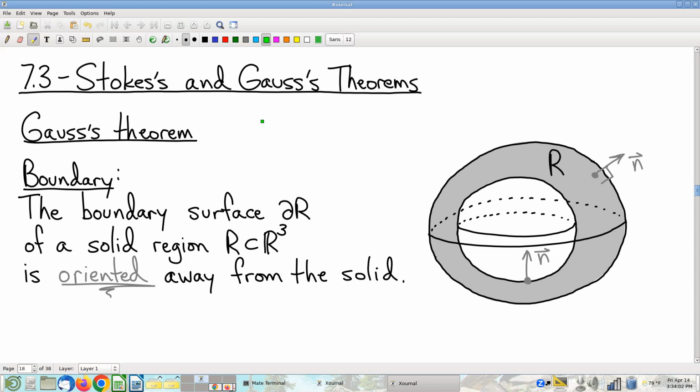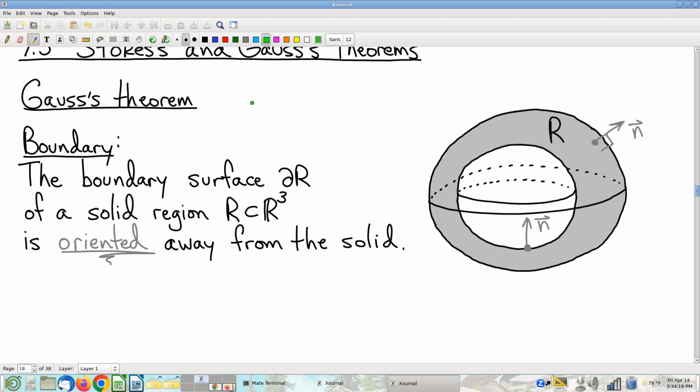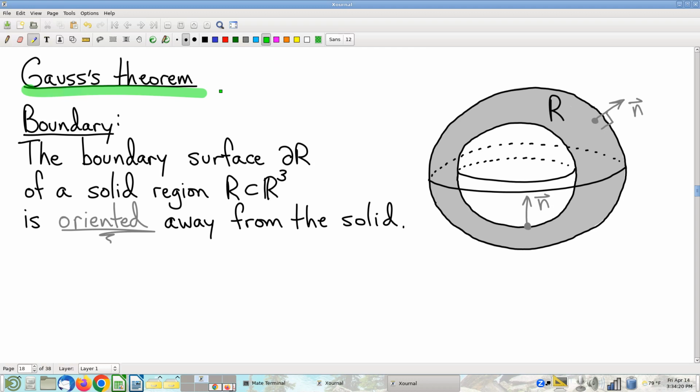That's just organization. The book does Stokes' theorem first. I get that. But I believe most other multivariable calculus authors put Gauss's theorem first, and there's good reasons for that as well. So I'm going to do it the way I want to. We're going to start with Gauss's theorem.